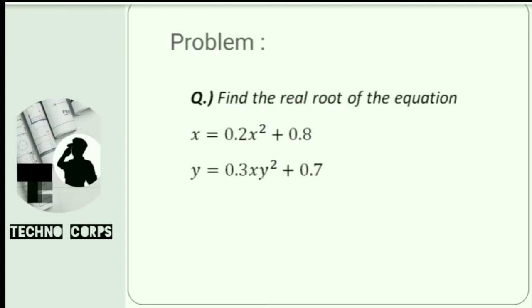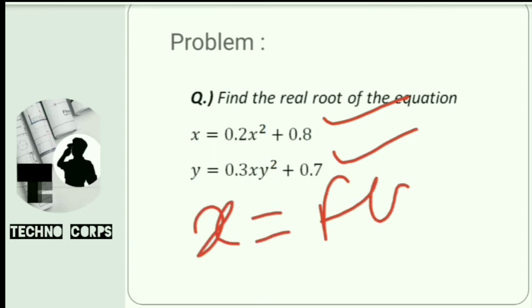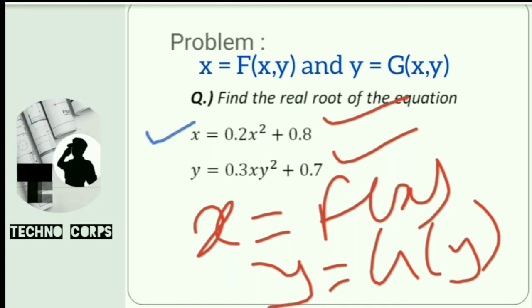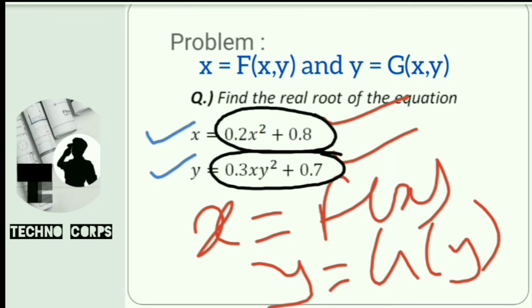First of all, what do we have to do for the general iterative method? We have to convert these equations into the required format. What is my required format? That is x equals f of x and y equals g of y. Here you can see a similar format has already been given. x equals f of x. What is my f of x? This is my f of x. And y equals g of y. What is my g of y? This is my g of y. Clear? So we have to work on these two equations. How will we do that?